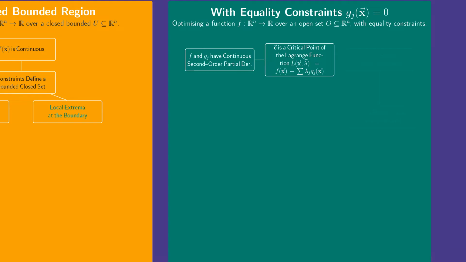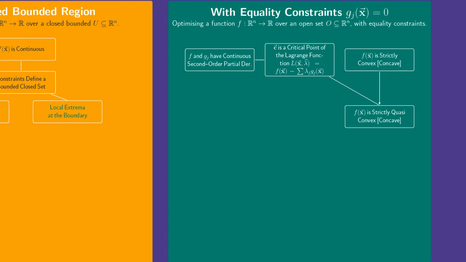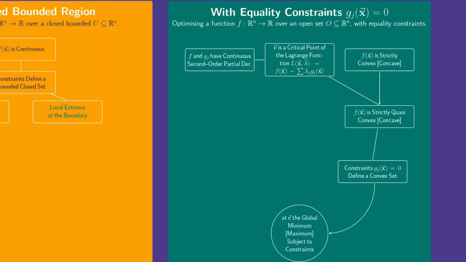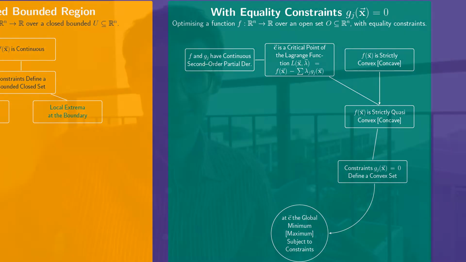If you are double lucky, and not only the considered function f is either strictly quasi-convex or strictly quasi-concave, but also the region defined by the equality constraints is convex, then we are done, and at the critical point c we must have the constraint global minimum or maximum, minimum for convex functions, and maximum for concave functions.